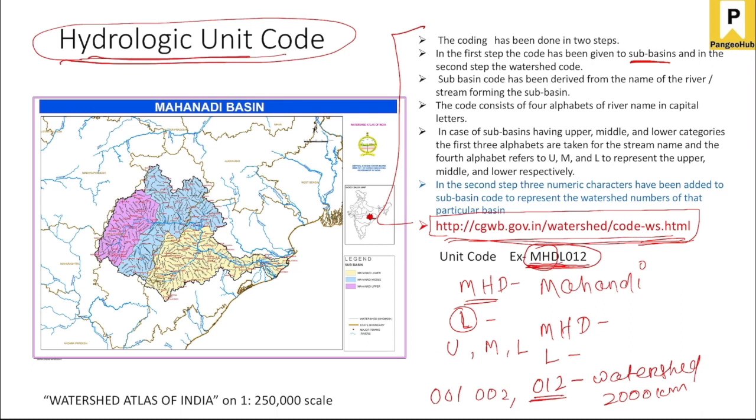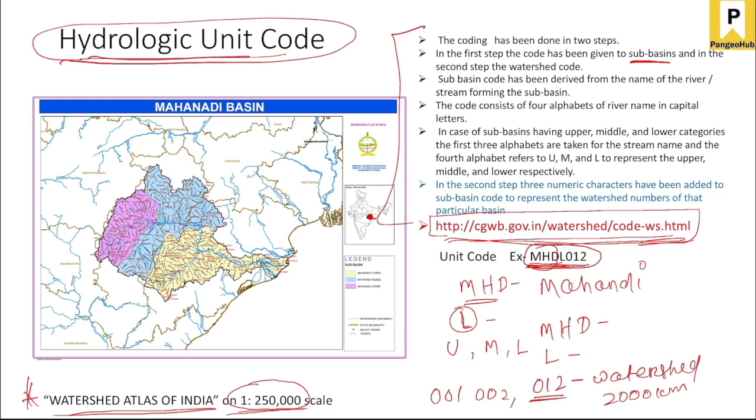Another point is that the hydrologic unit code is mainly classified as the Watershed Atlas of India, and it has a scale of 1:250,000. We generally take this scale. We can also take some larger scale if you want to determine a particular river system.